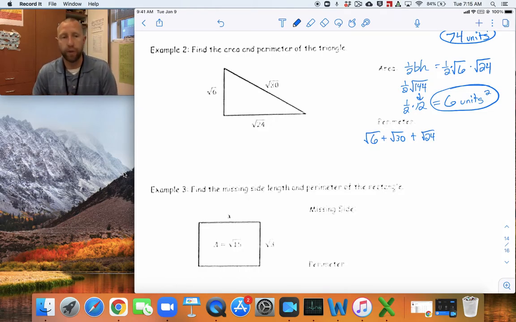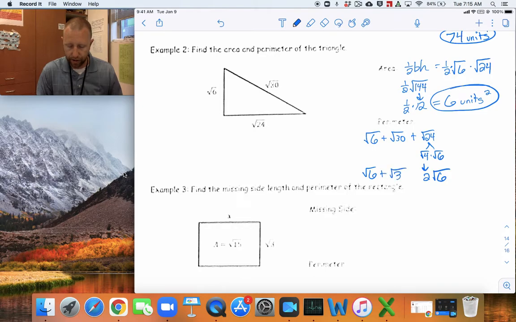Now, 24, some factors of 24 are radical 6 and 4, and we know 4 is a perfect square. So when I simplify this one, radical 4 times radical 6, I know the square root of 4 is 2, right? So this simplifies to 2 radical 6. So now I have radical 6 plus radical 30 plus 2 radical 6.